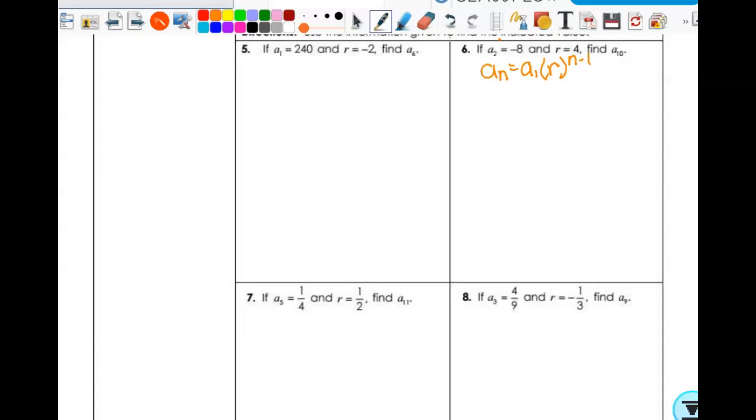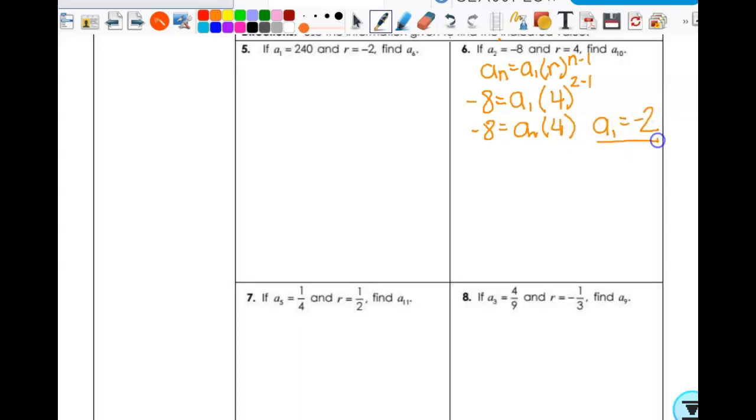Just for process? Okay. So a sub 2, which is negative 8, is equal to the first term, which we don't know, times r, which is 4, to the 2 minus 1 power. Right? So then that means this is going to be 4 to the 2 minus 1 power, which is just 4 to the first. So if I divide, so I'll get negative 8 equals a sub 1 times 4. So when I divide, I get that the first term is negative 2.